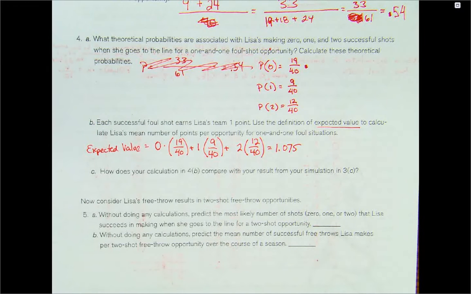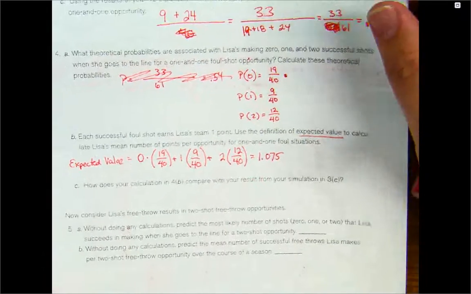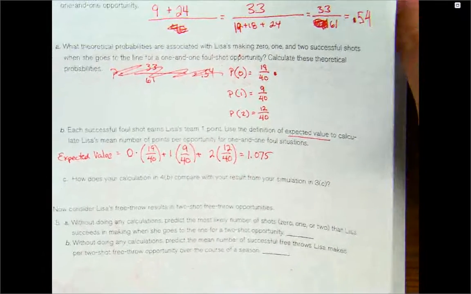Now, what I want you to do, and I know we only have 5 minutes, so you might be able to get a little bit started with this, at least set this up. You're gonna run the simulation for 2 free throws, for making 2 in a row. So, answer as much as you can now, and we'll finish it up when you come in tomorrow.